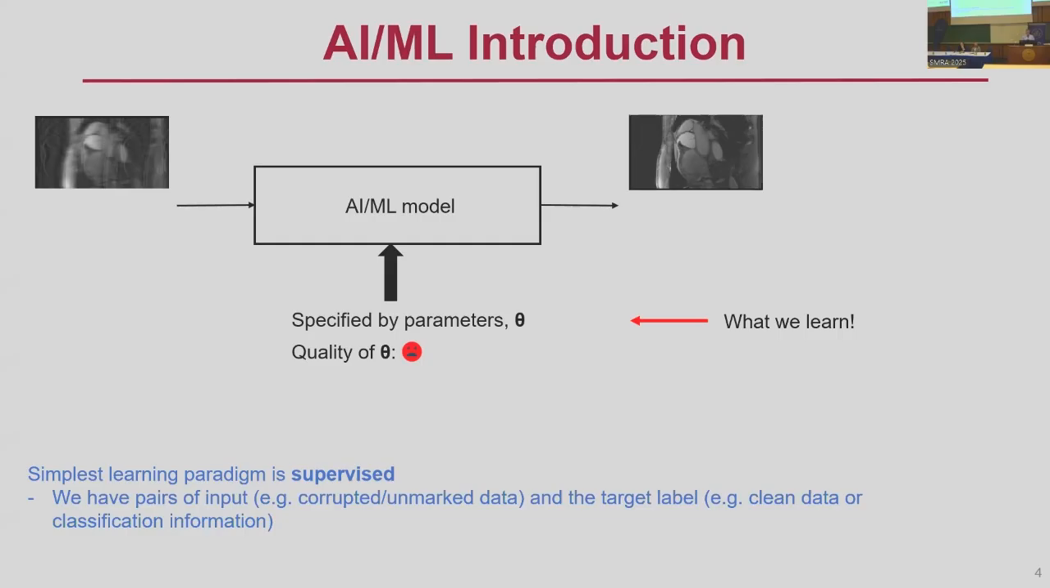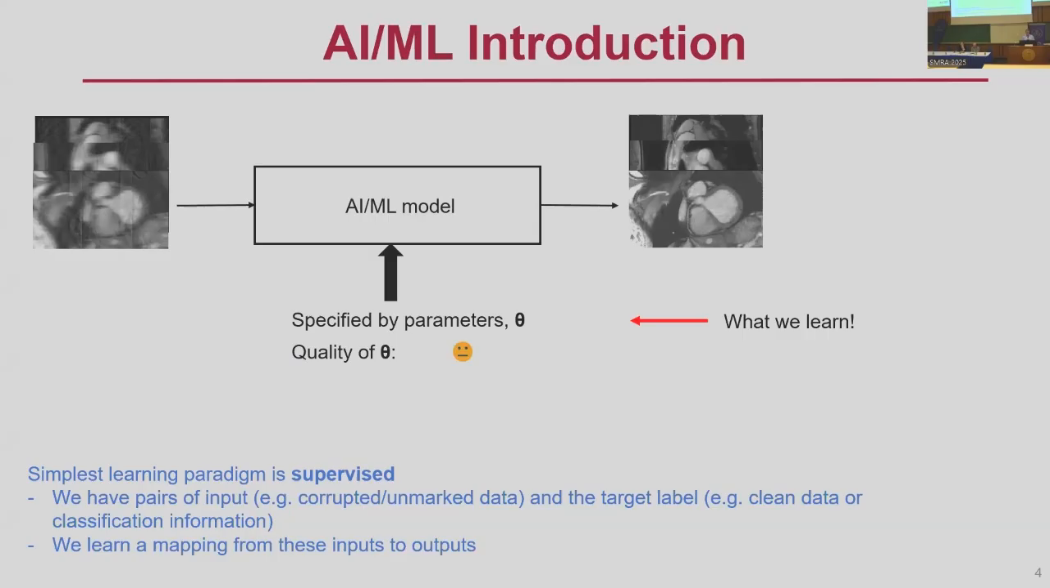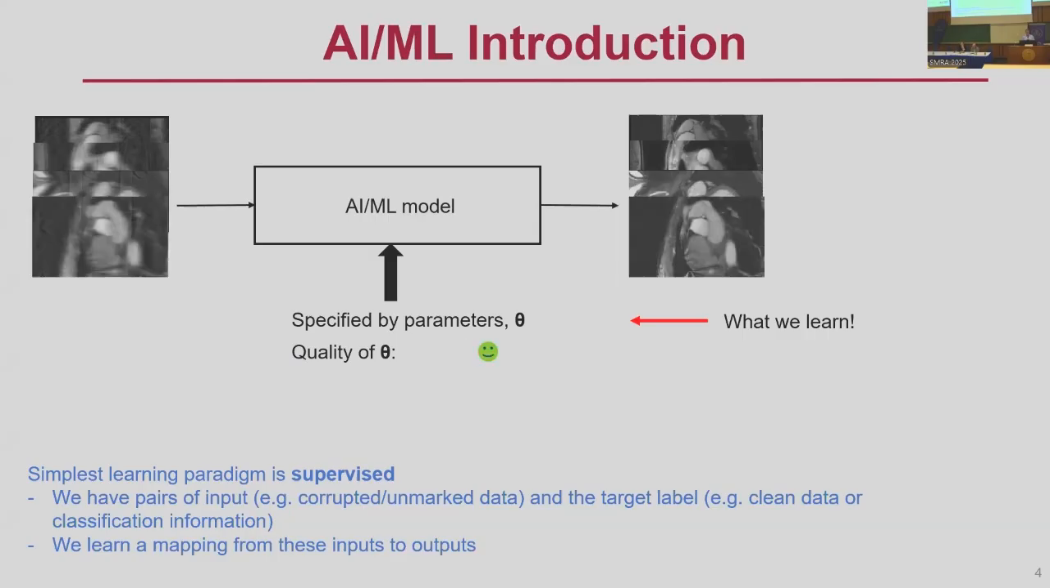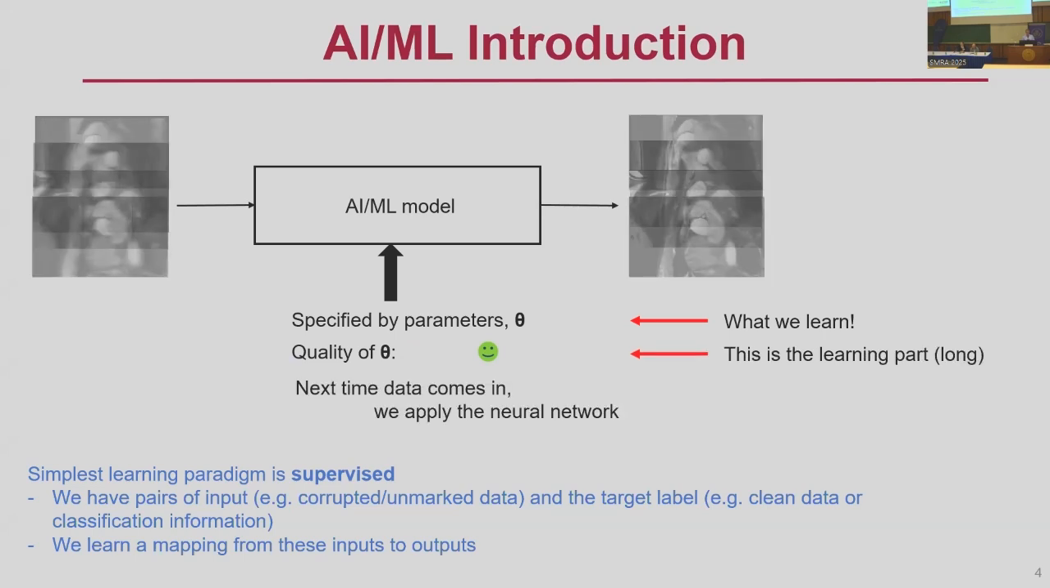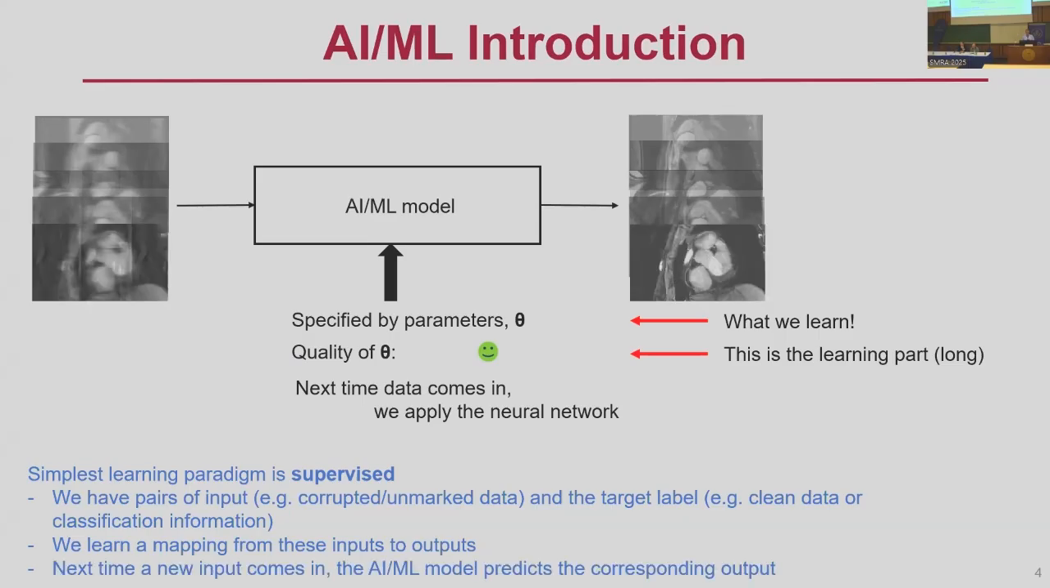That's going to be the target label that I want to get to based on the input data, which will be some sort of corrupted data to the clean data, for instance. And I'll keep showing examples like this to my model. Over time, I'm going to learn better quality of these parameters. And that's going to take a long time. But the nice thing is the next time the data comes in, I can just apply this neural network without retraining, hopefully. And we're going to talk about that too. And then the model is supposed to predict the corresponding outputs relatively well.